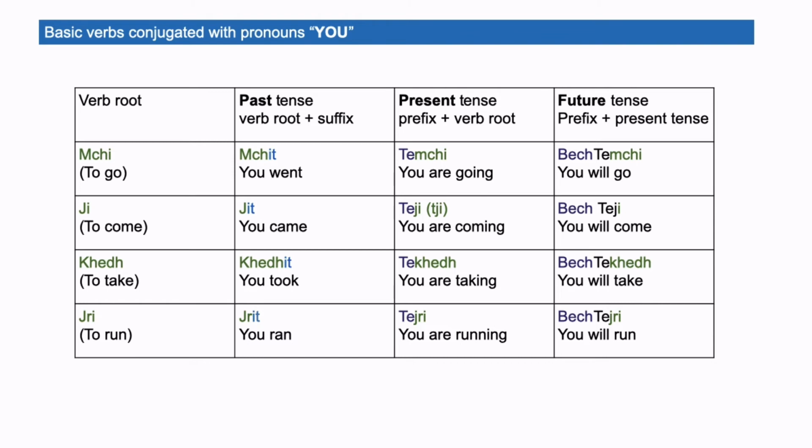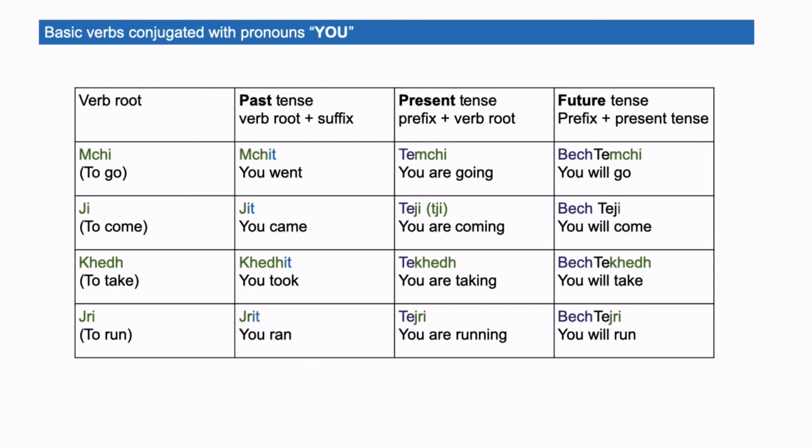Same thing with the other verbs. Ji, to come. Jit, you came. Teji, you are coming. Besh teji, you will come. Khedh, to take. Khedit, you took. Tekhedh, you are taking. Besh tekhedh, you will take.